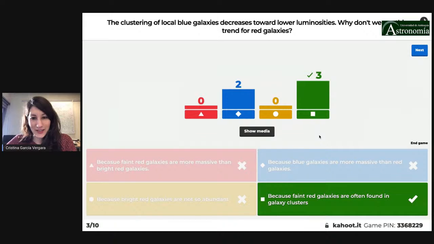Okay, most of you replied this correctly. It is because for red galaxies, we see that at the very faint end, red galaxies tend to be more clustered than bright galaxies. And this is just because often faint red galaxies are located in galaxy clusters. Then we are basically measuring the clustering of galaxy clusters, to say in some way, of those very massive dark matter halos. And that is why we detect a higher clustering for faint red galaxies.